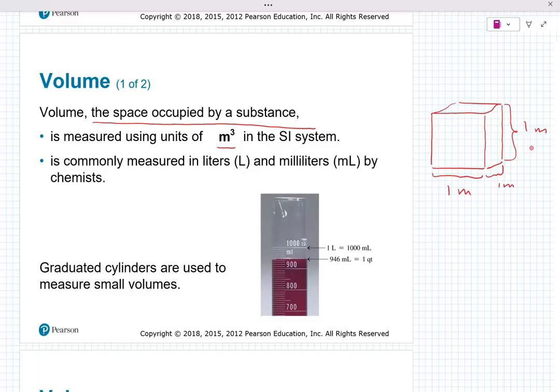Right? How do we find the volume in this case? Height by width by length, right? Make sense? So we do 1 meter multiplied by 1 meter multiplied by 1 meter. What do we get? 1 meter cubed. All good? That's the idea. This is why we call it cubic meter.